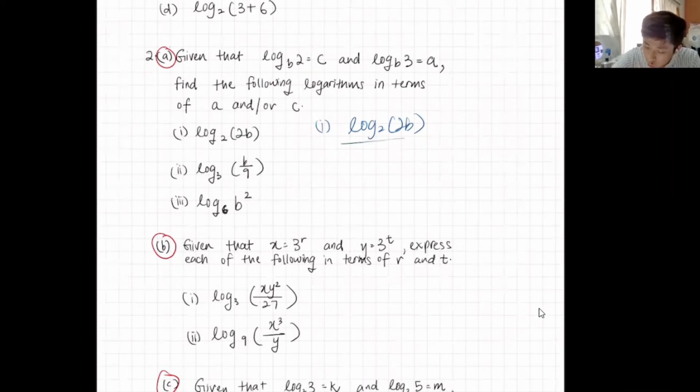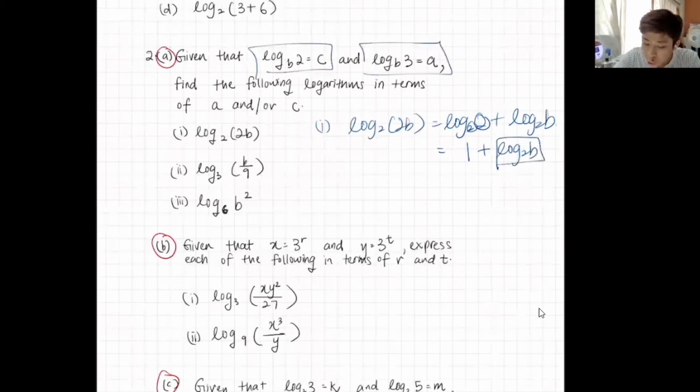All right, so when you look at this, how do you break this up? Since it's a multiplication, you can break it up to become log 2 plus log 2b, based on the first law of logarithm. So log 2, since these two numbers are the same, becomes 1 plus log 2b. Okay, so now we have log 2b, but we do not have log 2b here. We only have log b2.